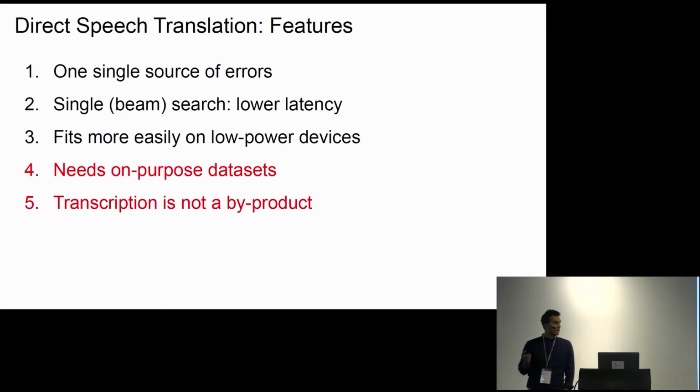But the drawbacks are that they need on-purpose data sets, because we need parallel data where audio is on the source side and text on the target side, and this is not very common. And also, a negative side of the models as they are presented here is that the transcripts are not a byproduct of the process. We only have the translation, and sometimes we need also the transcript.